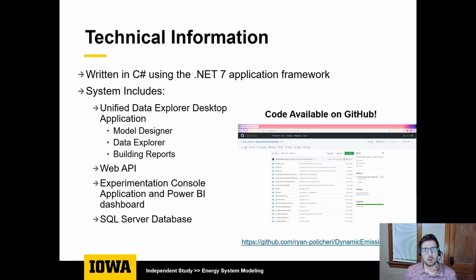Okay, so building these little nodes in a network that take in this data and run these functions, we need some help to do that. So we built custom software to allow us to design these models of energy systems, and that software is written in C# using .NET 7. The code for it is all available on GitHub.